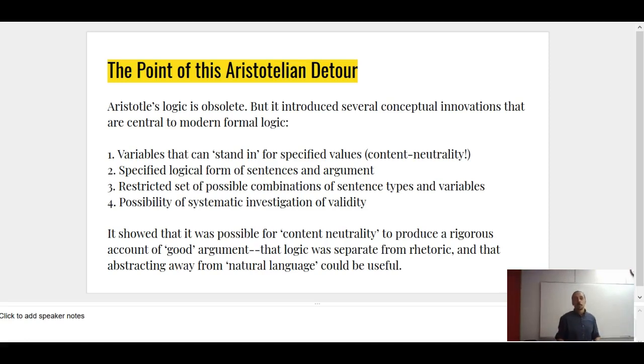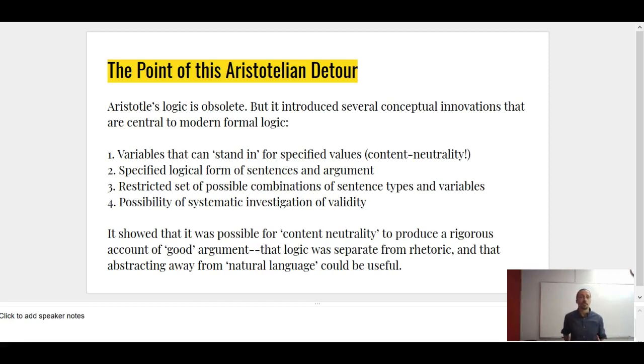So, look, Aristotle's logic is 2,000 years old. It's obsolete, but, and we're going to talk about why soon, it introduced these really important conceptual innovations that are central to modern formal logic, right? The notion of the variable that can stand in for specified values, i.e. the whole idea of content neutrality. We specified the logical form of sentences and arguments. It had a specific syntax, a way of constructing the sentences. It restricted the sets of possible combinations of sentence types and variables, making it possible to systematically investigate the validity of the sentences involved.